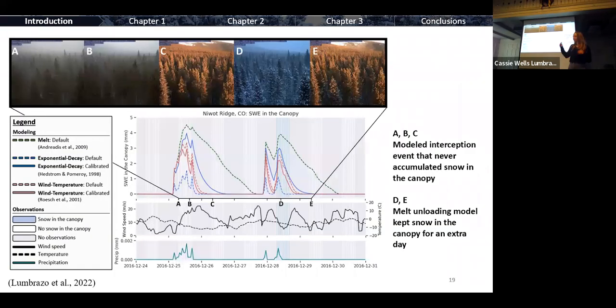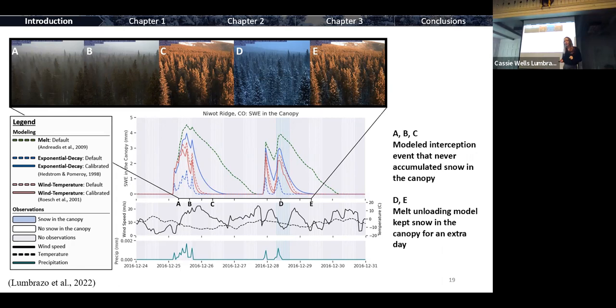But I want to explain to you what the difference of these models are and what we saw. So this is a big figure going on here, but what you have up here is snow in the canopy being modeled by all of our different models, whether or not they were calibrated or not. And then you have some wind speed and temperature and precipitation to give you information about what's happening. And I just want to highlight, so what we saw a lot was some errors actually in the interception part of the modeling. So we saw that for A, B, and C, that we were modeling interception events that didn't exist. But we also had errors in the unloading.